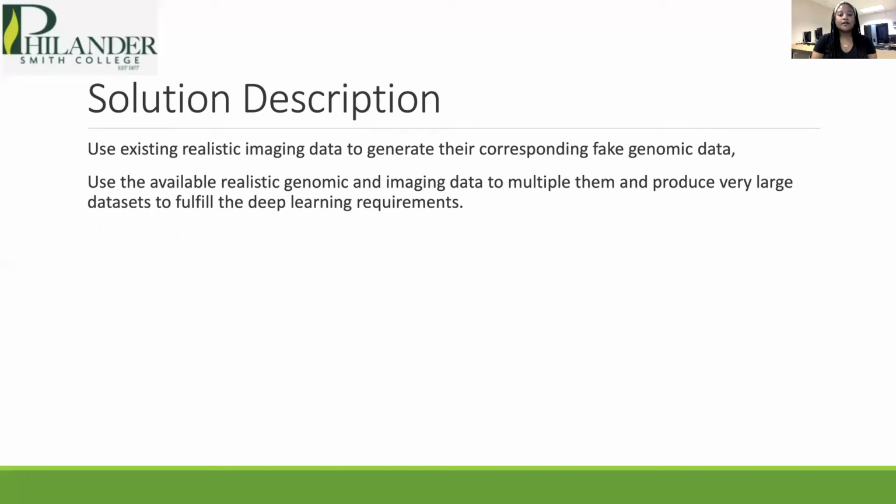Solution description. This approach uses existing realistic imaging data to generate their corresponding fake genomic data, uses existing realistic genomic data to generate their corresponding fake imaging data, and uses the available realistic genomic and imaging data to multiply them and produce very large data sets to fulfill the deep learning requirements.